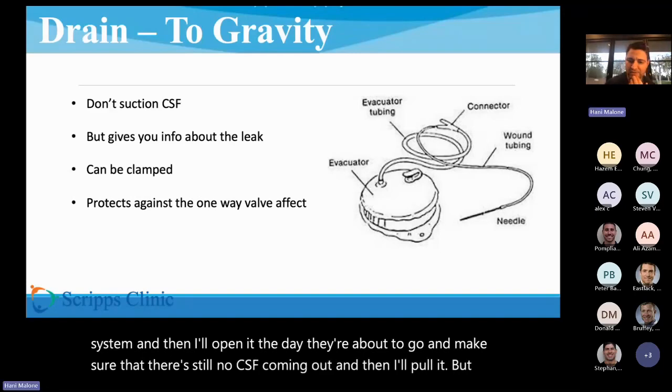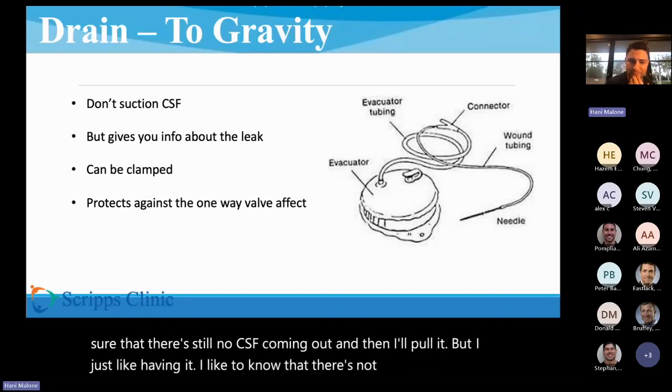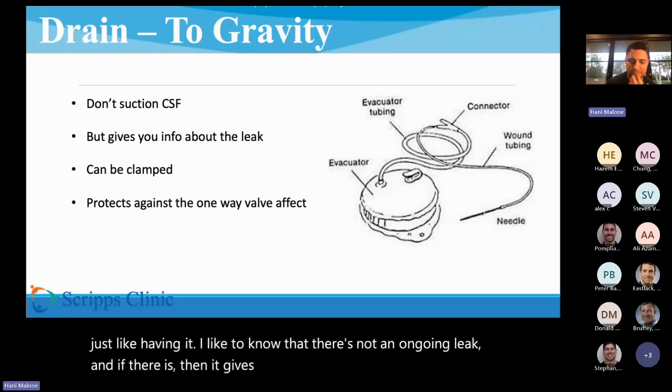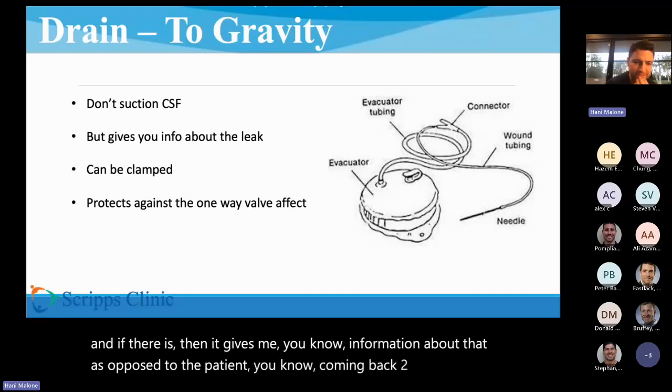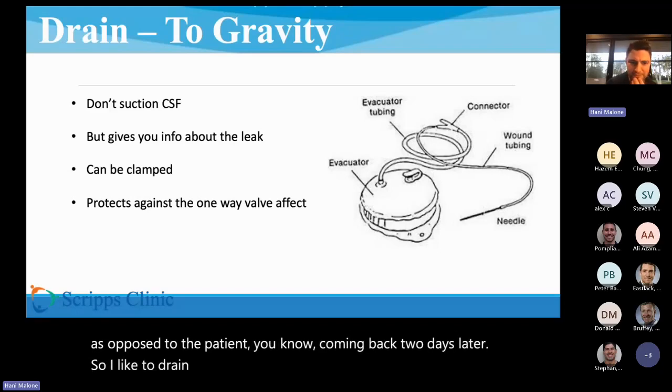But I just like having it. I like to know that there's not an ongoing leak, and if there is, then it gives me information about that as opposed to the patient coming back 2 days later. So I like the drain. Not everybody does, but definitely don't place it to suction.